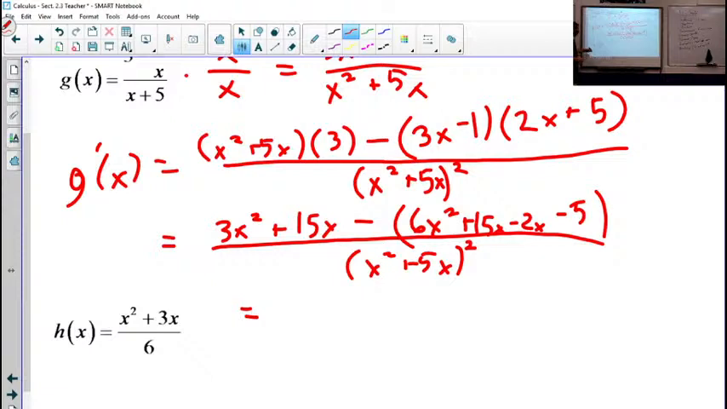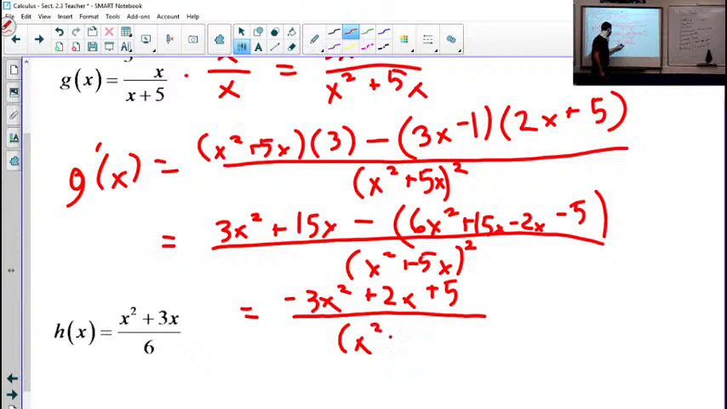Let's see. I've got a 3x squared here minus a 6x squared, so that's a negative 3x squared. I've got a 15x minus a 15x minus a negative 2x, so that's going to be plus 2x. I've got a minus a negative 5, plus 5, over x squared plus 5x squared.